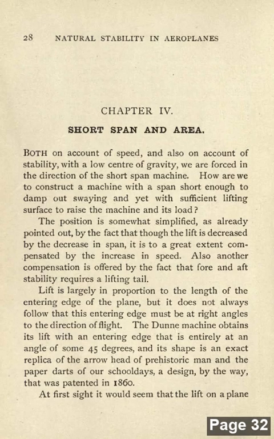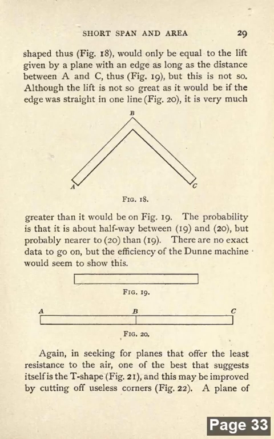At first sight it would seem that the lift in an airplane shaped like this, Fig. 18, would only be equal to the lift given by an airplane with an edge of just the longest distance between, as in Fig. 19, but this is not so. The lift is not so great as it would be if the edge was straight and on a line, Fig. 20, but it is very much greater than it would be on Fig. 19. The probability is that it is about halfway between 19 and 20, but probably nearer to 20 than 19.